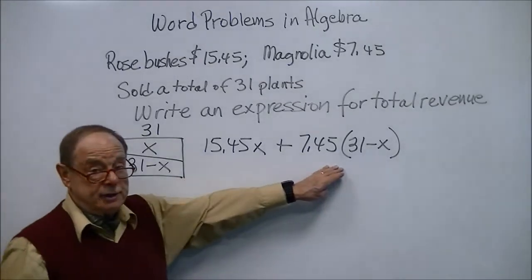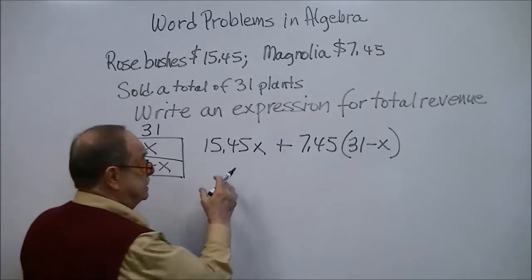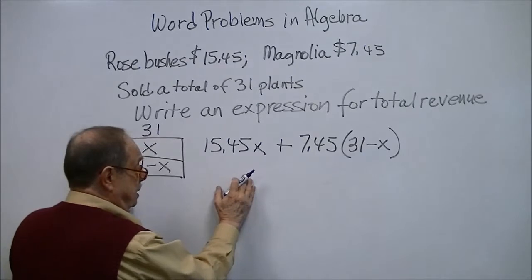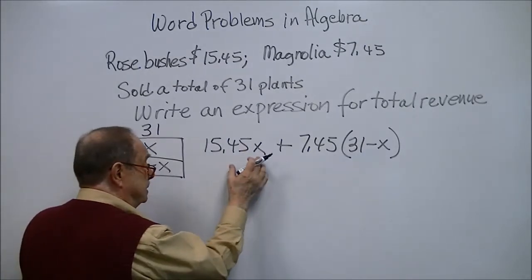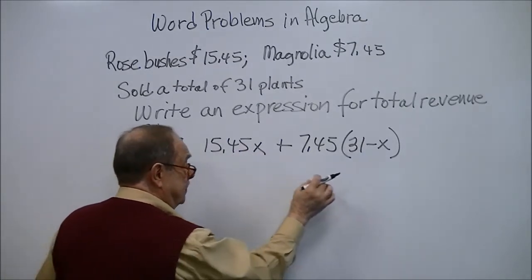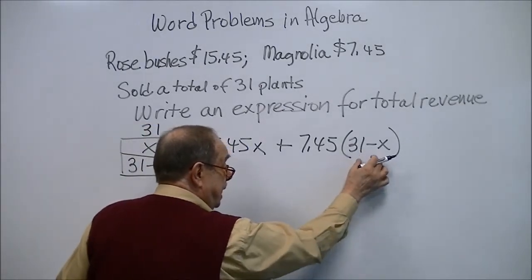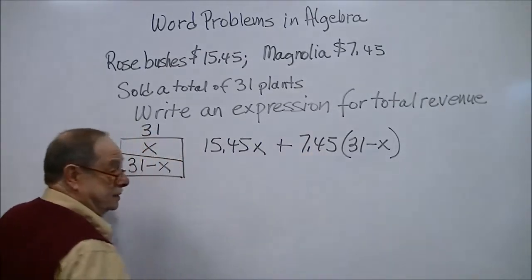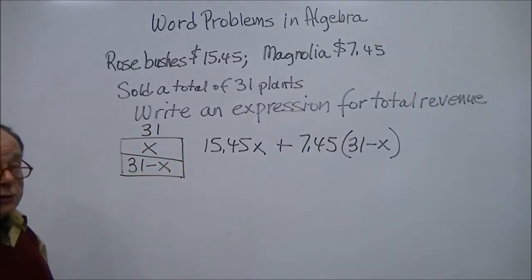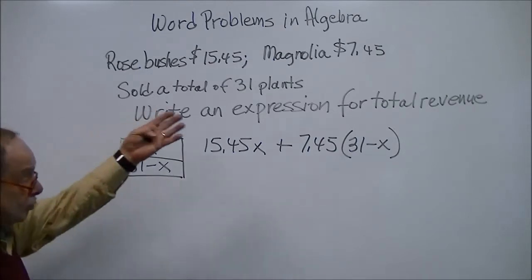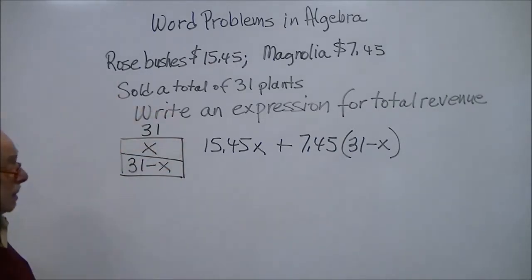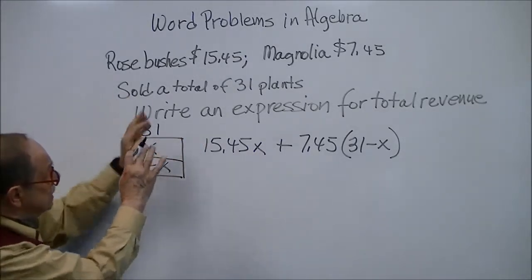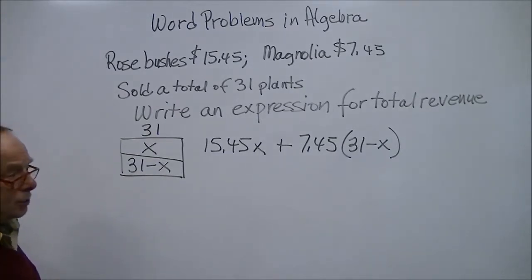So this expression is an expression for the total revenue for this number of plants we're selling for the roses. This number of plants, the other part of our 31, that were the magnolias, and that would represent our total revenue from the sale of these plants. Again, this is not an equation. We're just thinking of setting it up into a word problem.